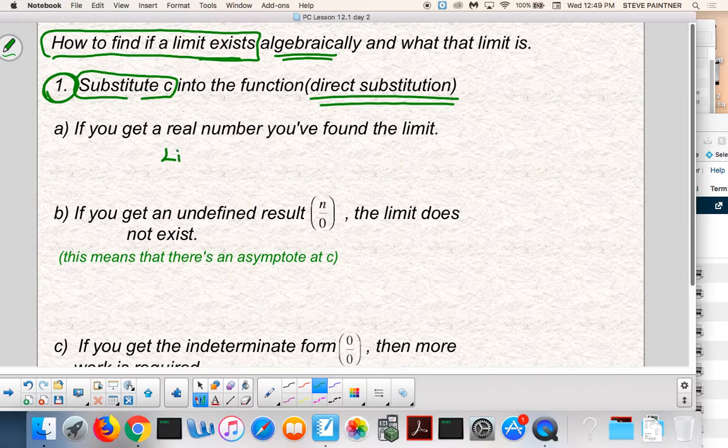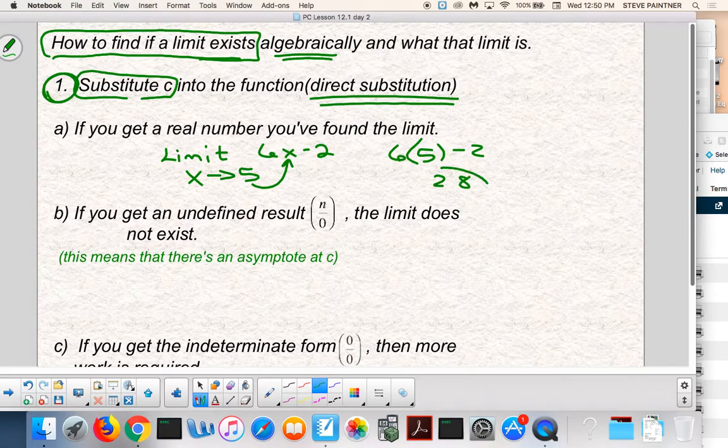So what's the limit of 6x minus 2 when x approaches 5? 28, because you just did this, right? 6 times 5, take away 2 is 30, take away 2, 28 is the limit. Yeah, I made it easy, but that's how easy it is.